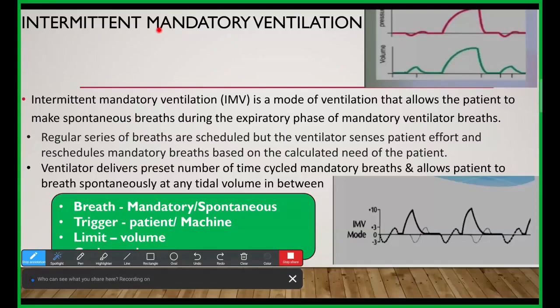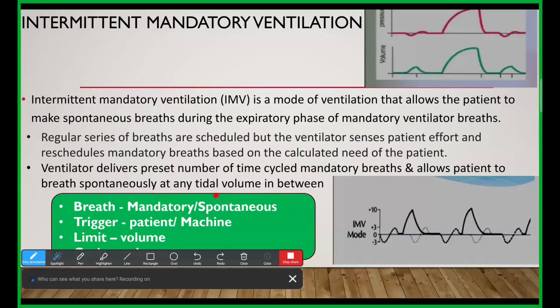So the ventilator will deliver a preset number of time-cycled mandatory breaths and allows the patient to take in a spontaneous breath with the tidal volume of the patient. Whereas in your assisted mode, the tidal volume will be set by the ventilator. In your intermittent mandatory ventilation, this tidal volume is the tidal volume of the patient. So here also the breath can either be mandatory or spontaneous, whereas in assist control mode, it is mandatory or assisted. Trigger, it can either be patient triggered or time triggered.